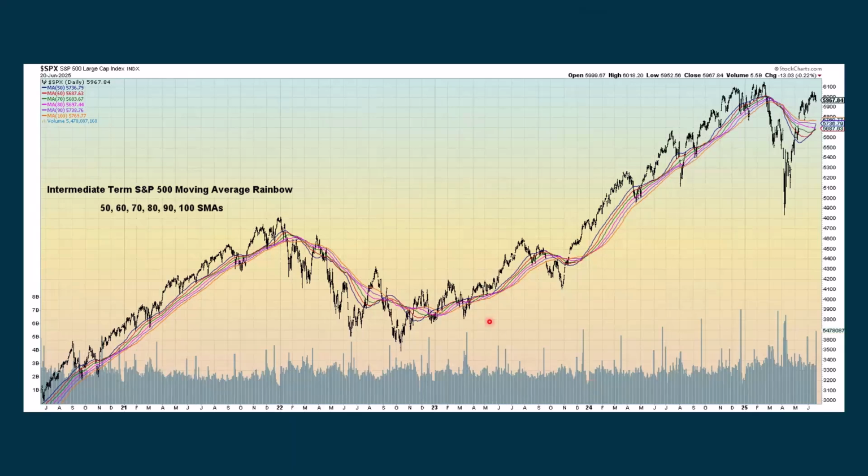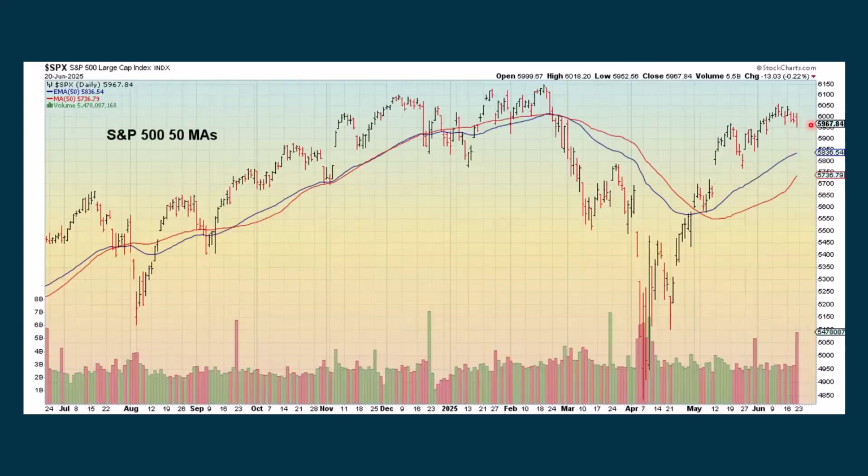Another rainbow from 50 periods up to 100 periods. We're still above all of the lines in this rainbow, and they're continuing to improve. The intermediate term trend, although showing a little bit of vulnerability, has been holding up a lot better, and this chart kind of bears that out. We're still well above the 50 period moving average, and that's what I use to determine the intermediate term trend.